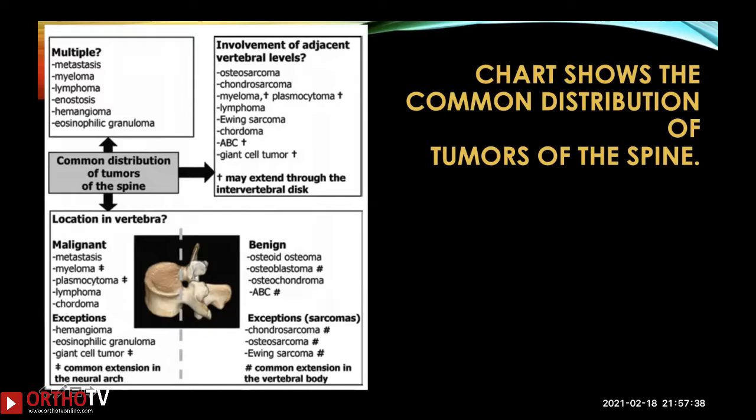If you look at the posterior elements, which includes the neural arch as well, the most common is the osteoblastoma. Here is also where you get the osteochondromas. The exception which you might most commonly see is the chondrosarcoma.